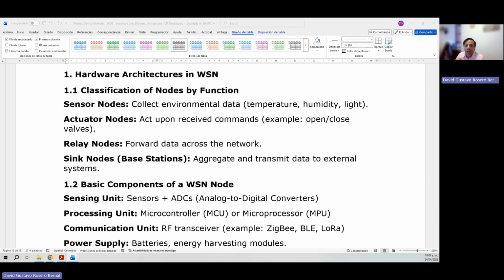Next, we have the relay nodes. They extend the communication range of the network by forwarding packets from node to node, forming multi-hop paths. And finally, we have the sink nodes or base stations. These are powerful nodes that aggregate data from multiple sensor nodes and transmit it to external systems like cloud servers for processing. A well-designed WSN balances these roles to maximize network lifespan and reliability.